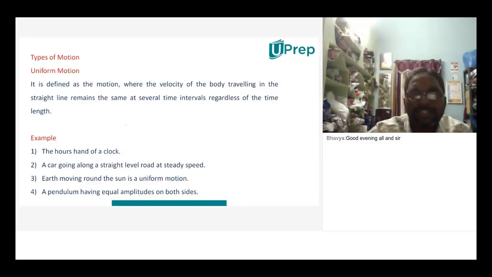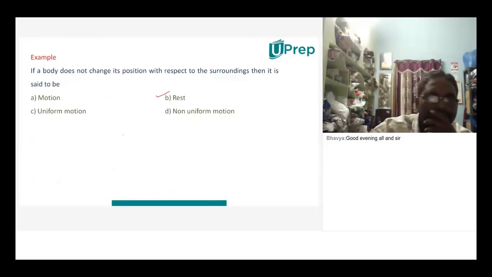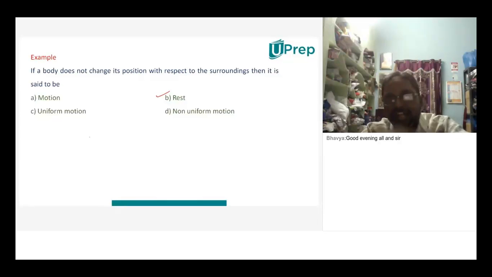So uniform motion means what? Tell me, what do you mean by motion? A body is said to be in motion if it changes position with respect to the surroundings and with the passage of time. So if the position of an object is changing with respect to the surroundings or time, then the object is said to be in a state of motion. That means position is changing continuously.